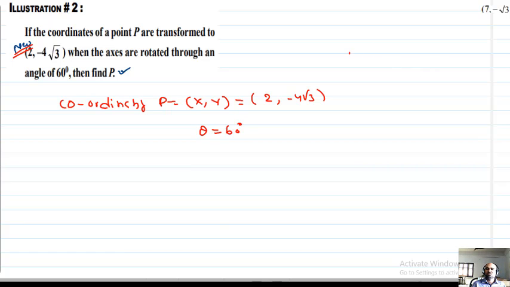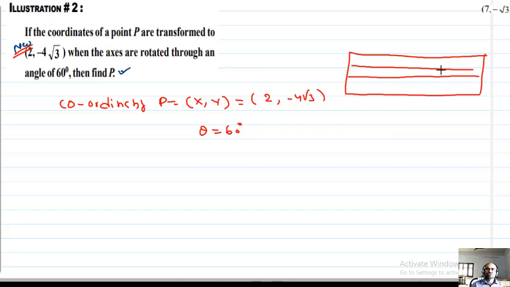Students, draw the rough diagram. Every time you need to draw a diagram, then only you can remember the table. Otherwise you can't. This is theta, small x, small y, capital X, capital Y, cos theta, minus sin theta, sin theta, cos theta. Completed. What do you want? You want small x.